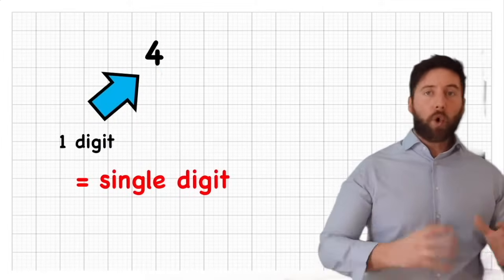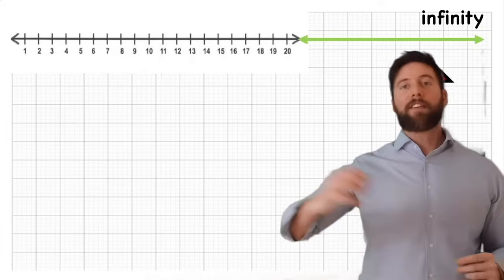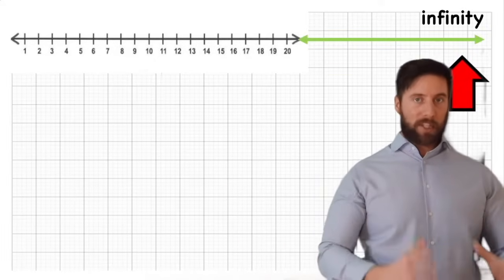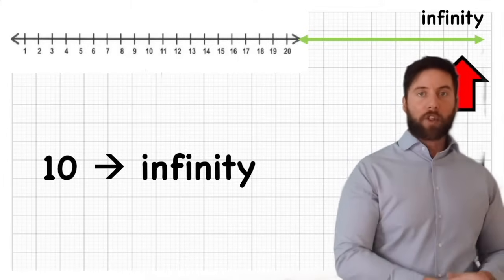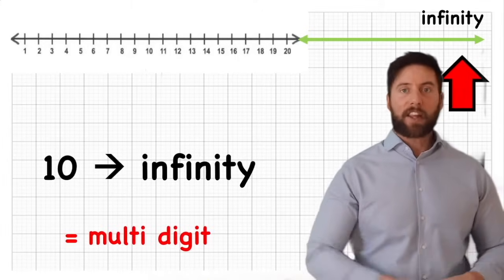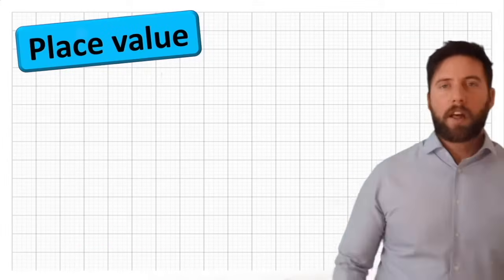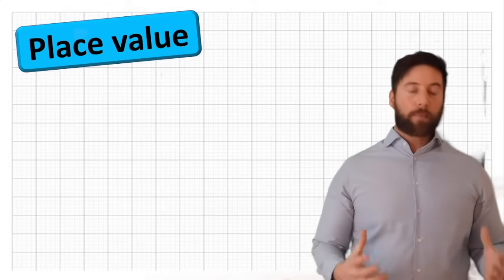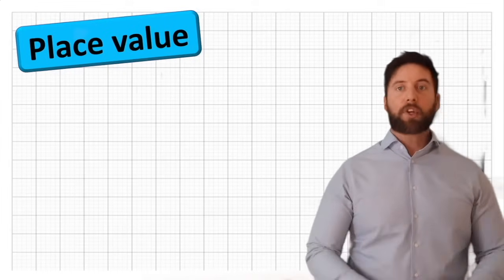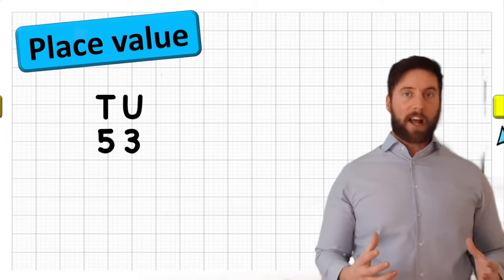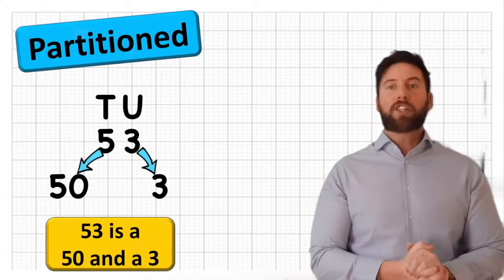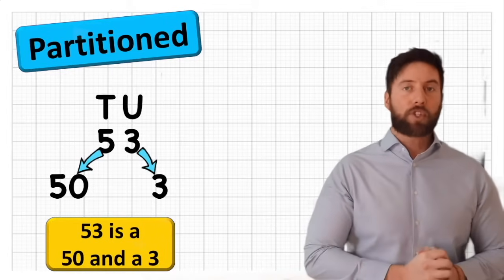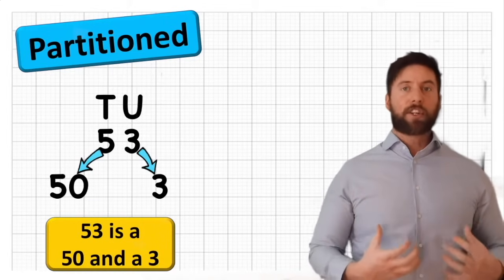And we can go all the way from 10 to infinity, and they will all be multi-digit numbers because they're all going to have multiple digits going along the place value chart. Okay? So that's very important to understand before we start. The reason that place value is so important to understand before we start is because we're going to use our understanding of place value to partition and break up our multi-digit numbers into more manageable chunks that are easier for us to multiply.